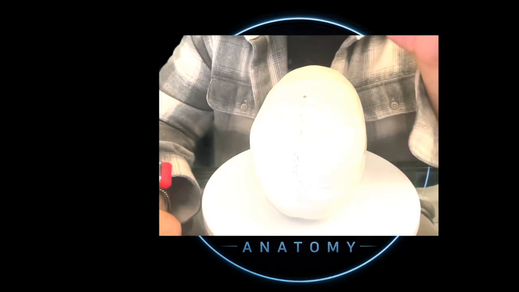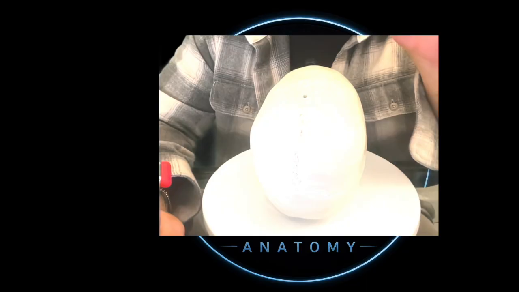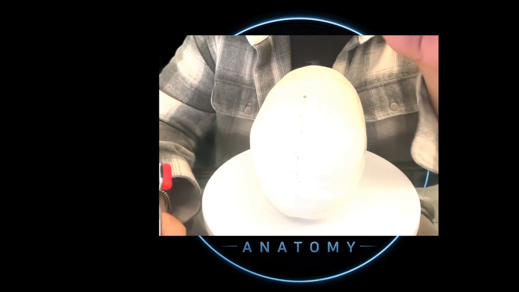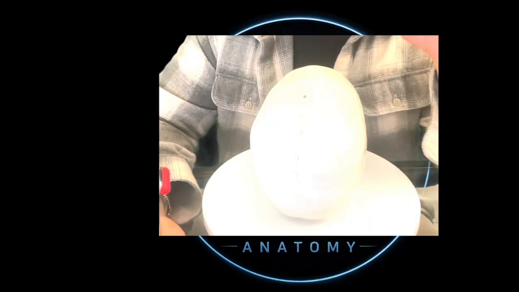The functions of the parietal bone are that it helps protect the parietal lobes of the brain. It helps support the structures within the neurocranium and contributes to several major sutures of the skull.